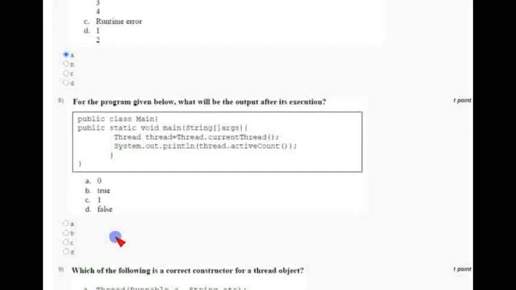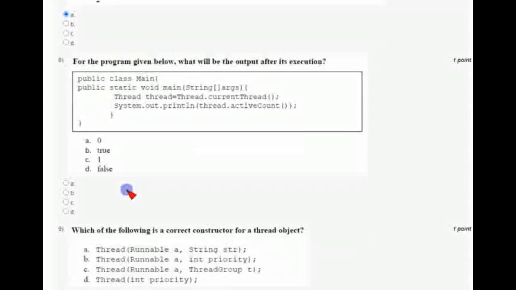And coming to 8th question, they have given a piece of code and they are asking about the output after execution. When I ran this in the compiler, I got the answer as 1. So 1 is the third option, that is option C. So mark option C as the correct answer for 8th question.